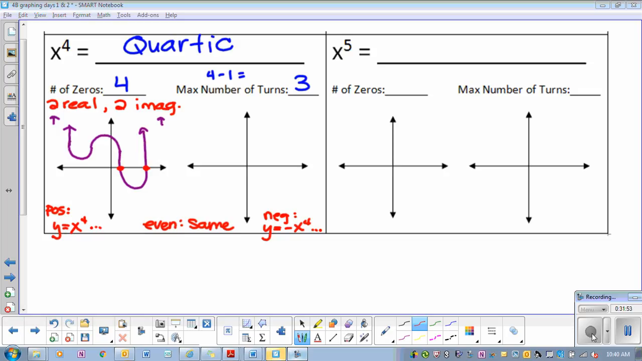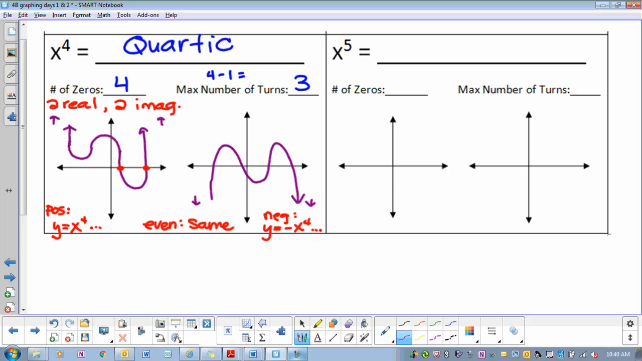So let's try the next one, the negative one. That means that my right end is going down. This is an even function, so they're doing the same. And I have 3 turns. We'll make this one a prettier one. There we go, an M. 1, 2, 3 turns, right? And the behaviors are both going down. How many real zeros do I have? 4. 1, 2, 3, 4.